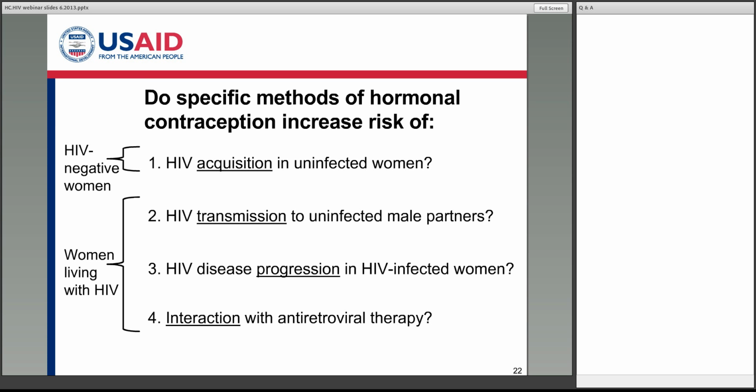So my colleagues and I at CDC and WHO conducted three systematic reviews of the first three issues shown on this slide to identify and summarize available evidence for the WHO meeting. Next slide, please.